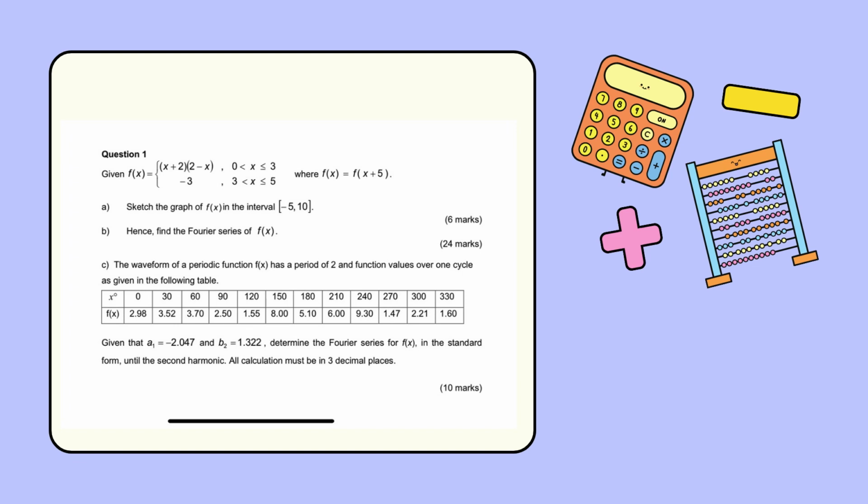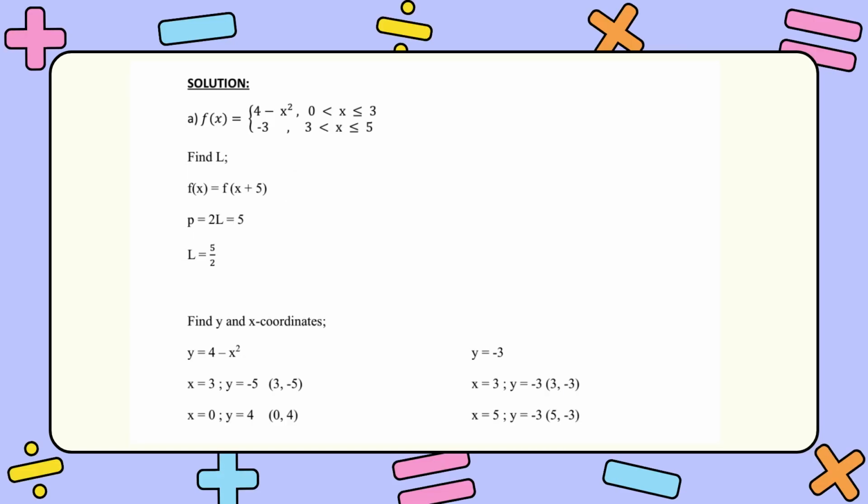Today I'll be presenting the group assignment given by Madam Zarina, and the question that I'll be presenting is question 1, A and B. For the first question, the question asked me to sketch the graph of f(x) in the interval of -5 to 10. The function involved is (x + 2)(2 - x). When I multiply both of these, it becomes 4 minus x squared. So this is our first function, which is 4 minus x squared. For the second function, f(x) equals -3.